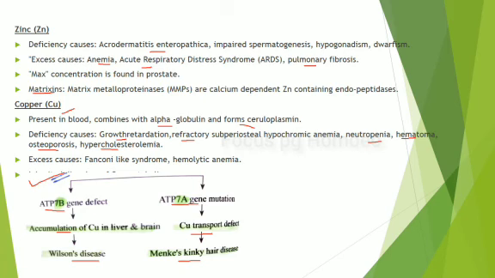This table is showing the inherited defects of copper metabolism. First, if there is a defect in the ATP7B gene, there will be accumulation of copper in the liver and brain and it will produce Wilson's disease. If there is a defect in the ATP7A gene, there will be a copper transport defect and it will produce Menkes kinky hair disease.